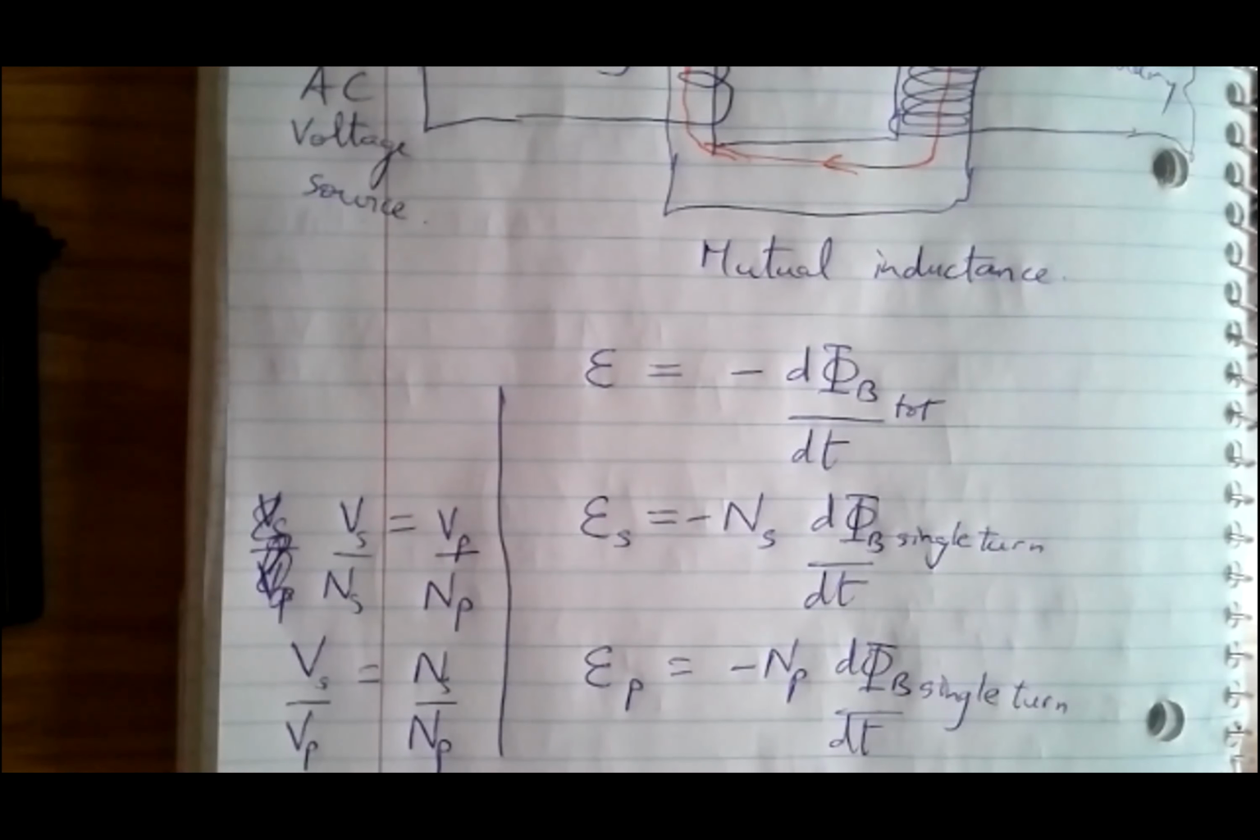Questions? Yeah. Big N is just the number of turns. Exactly, yeah. Big N is just the number of turns. Little n is the number of turns per unit length.